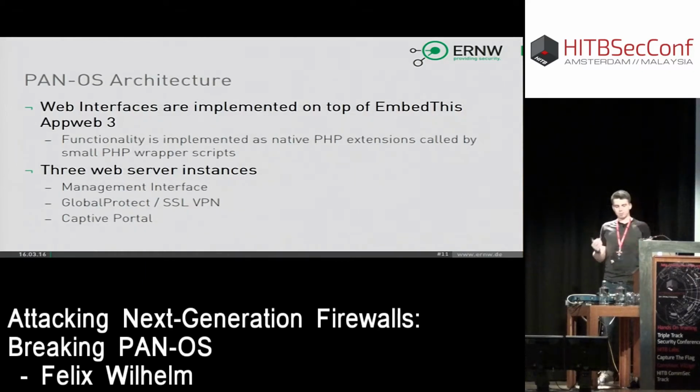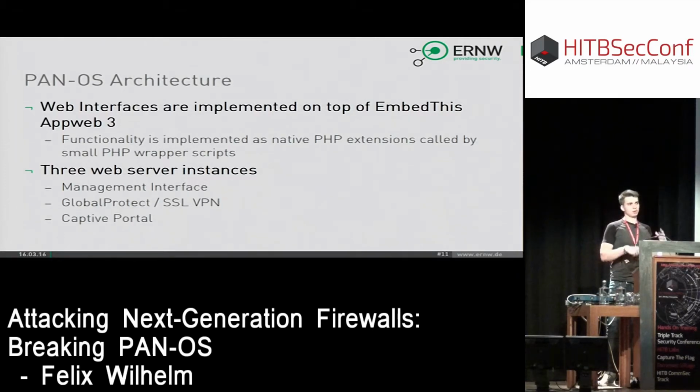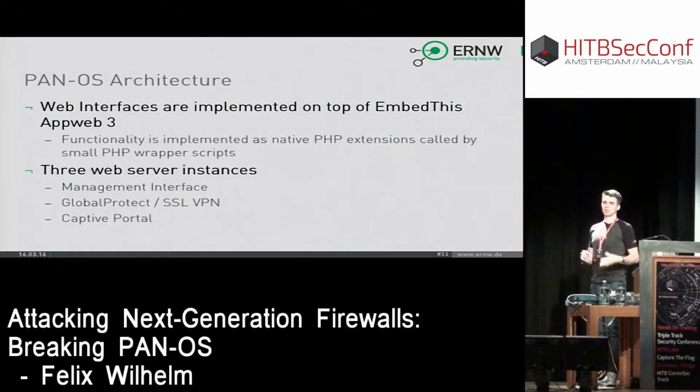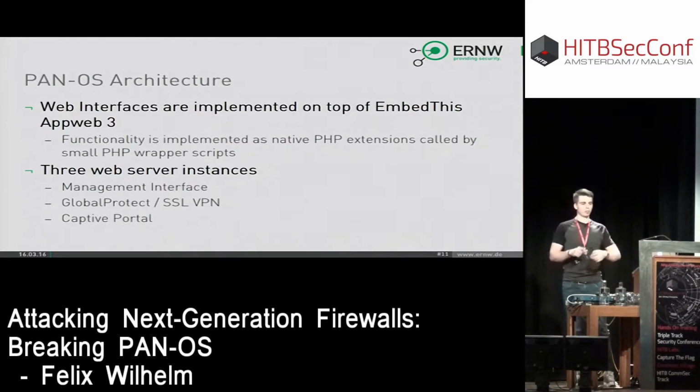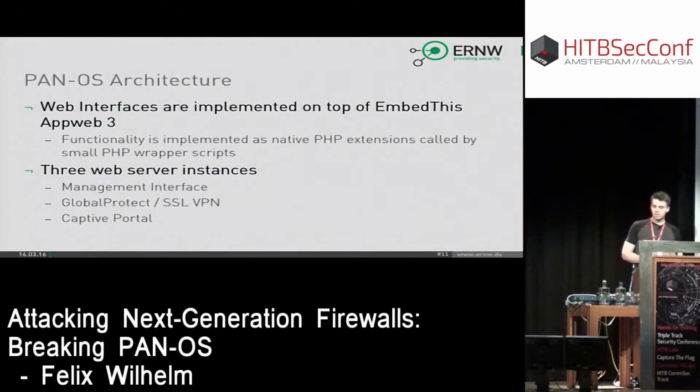Now you might ask, yeah, but web interfaces, how many web interfaces does this box have? Or does this implement any interesting features as a web interface? And yeah, that's the case. Mainly, of course, the management web interface is implemented on top of this, but also the whole GlobalProtect, so the VPN stack, is implemented on top of this layer. So this means we have an SSL VPN you can reach over the internet, which is implemented as a native PHP extension. So this is really interesting for an attacker. And they have the captive portal, which is a part of the user ID feature, which is also implemented on top of this.